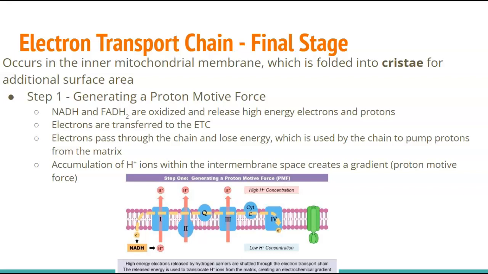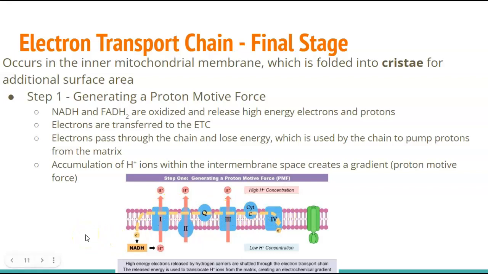So you bring all of those taxis that you have been picking up passengers with throughout this whole process, and you bring them to the ETC and you say, all right, get out of my cab, right? You let those hydrogen ions and you let those electrons out, and the electrons are transferred to the ETC. And you can see that that's this yellow line here, right? The electrons are transferred there.